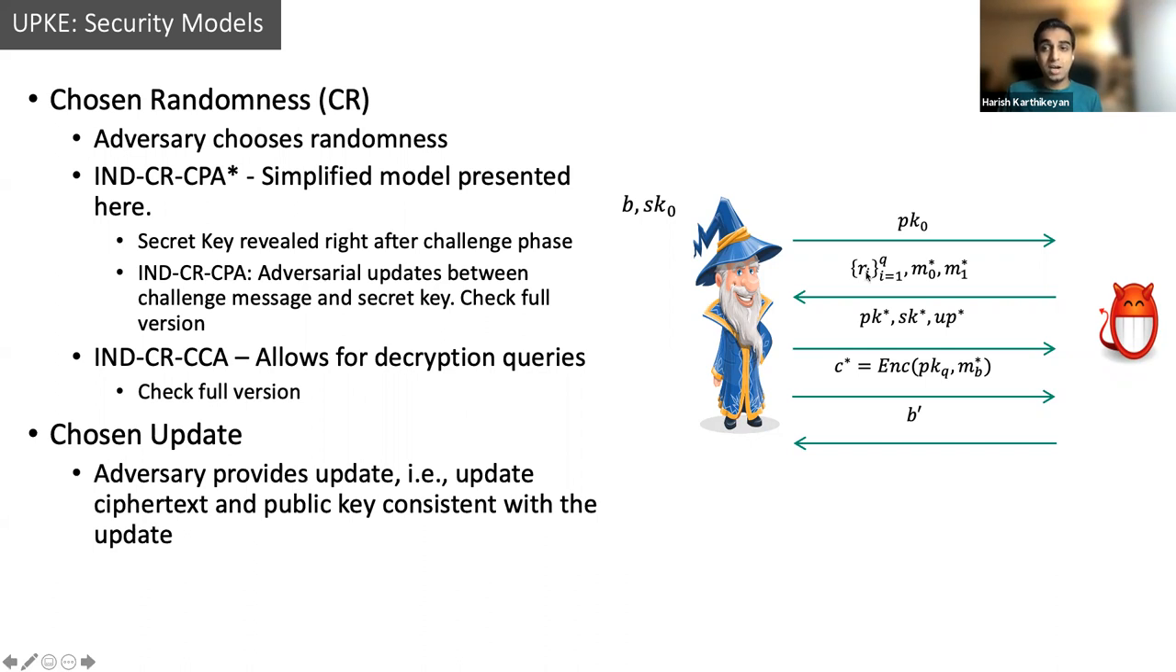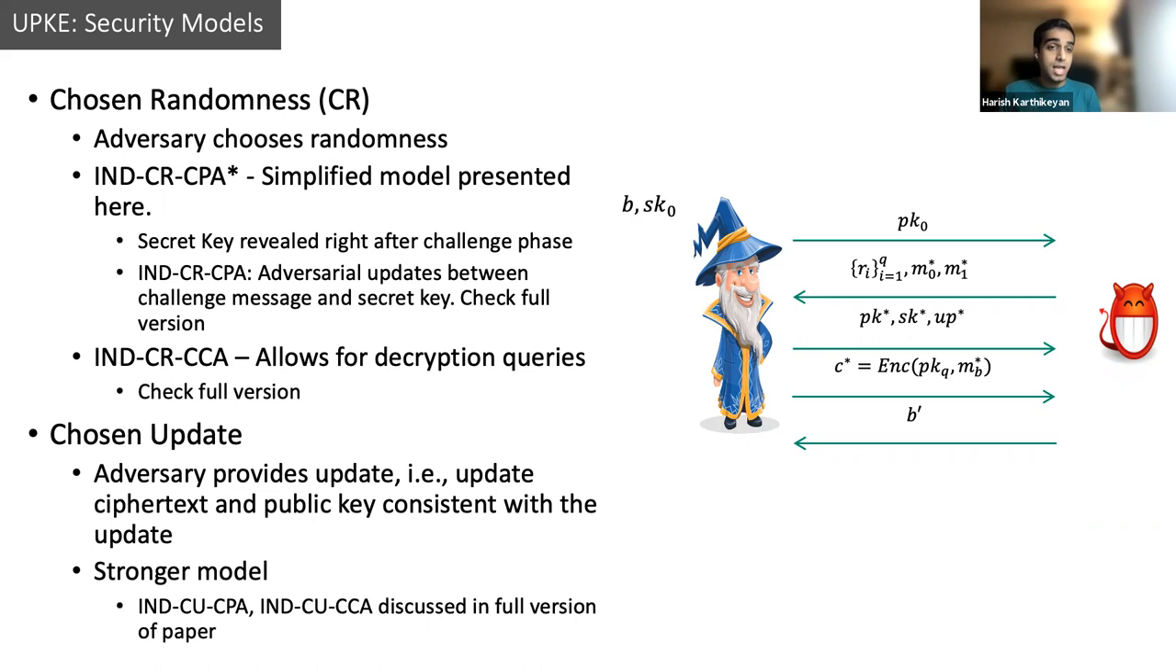So rather than just providing randomness R_i, the adversary provides an update ciphertext and a public key consistent with the update. What I mean by a public key consistent with the update is that when the receiver decrypts the update ciphertext and updates its secret key from SK0 to SK1, SK1 and this provided public key PK1 are consistent. And this is a stronger model. We present constructions and study this in a little more detail in the full version of the paper, which we call IND-CU-CPA and its CCA counterpart, IND-CU-CCA.